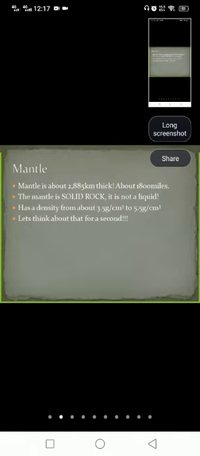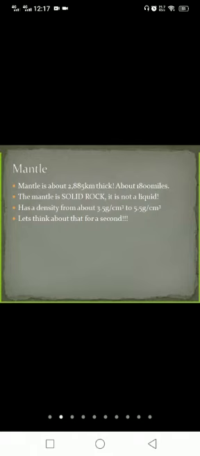Mantle is about 2,885 kilometers thick, about 1800 miles. The mantle is solid rock. It is not a liquid, and has a density from about 3.5 grams per centimeter cube to 5.5 grams per centimeter cube. 3.5 means its density is greater than the density of oceanic crust. Let's think about that for a second.